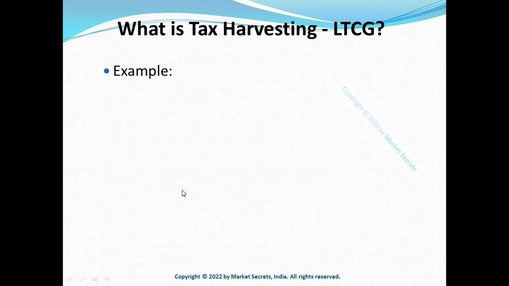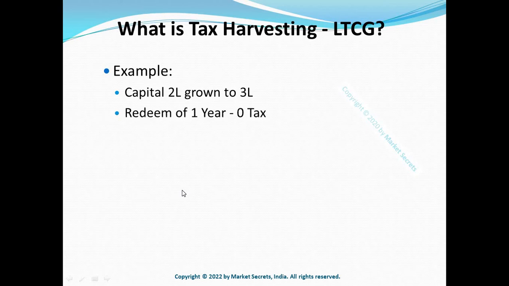So let's take a simple example to understand this better. Assume you have invested 2 lakh rupees in an equity mutual fund on January 1, 2021, and on January 5, 2022, the value of this investment has grown to 3 lakh rupees. So in 1 year, your capital had grown from 2 lakh rupees to 3 lakh rupees. Now, if you redeem this amount, your gains will be 1 lakh rupees and your tax liability will be zero. That's because any equity investments held for more than 12 months qualify for long-term capital gains, and the tax has to be paid only if the gains exceed the limit of 1 lakh rupees in a financial year.